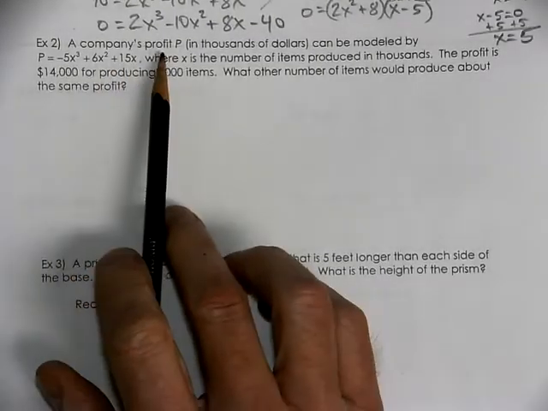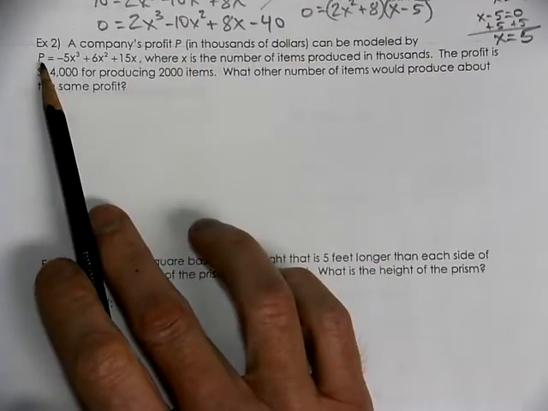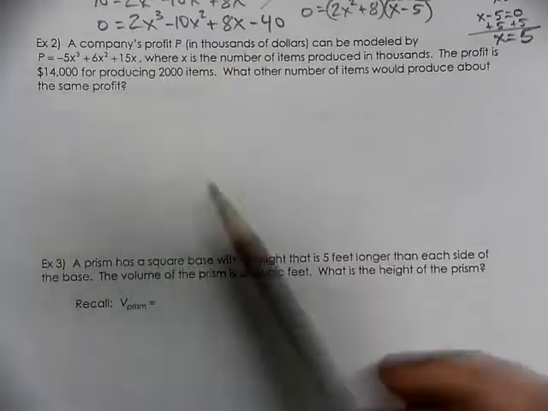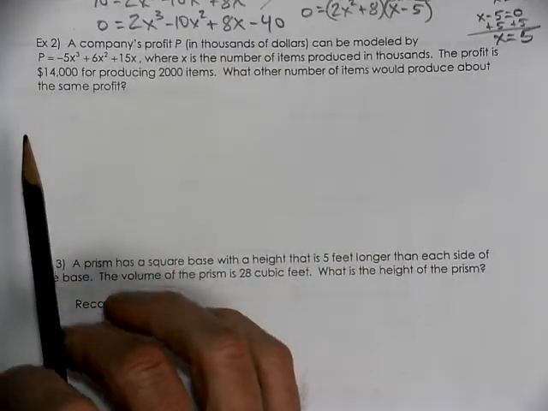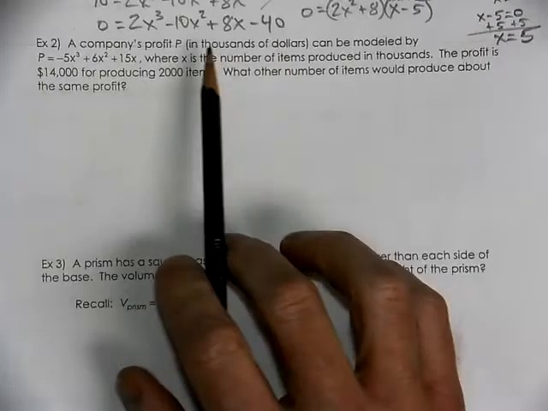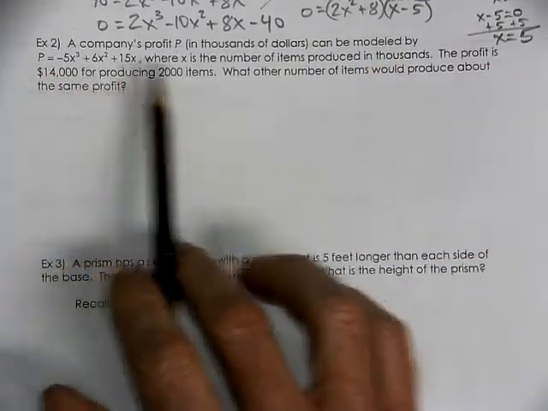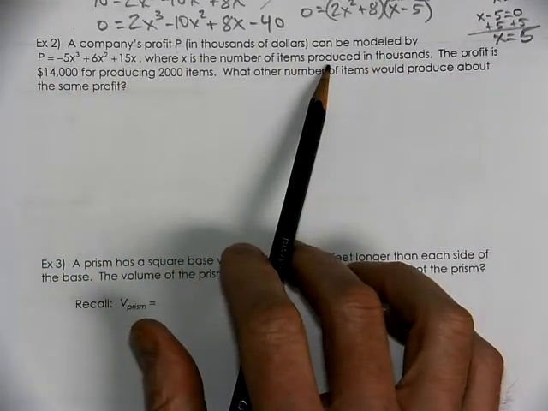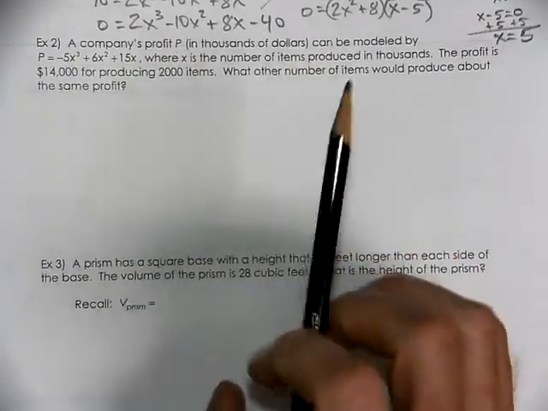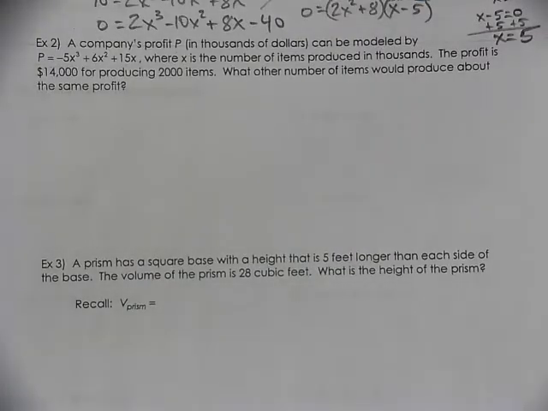We have a company's profit, which is going to stand for the variable p, and that p value is going to be multiplied by 1,000 because it's in thousands. So if your profit happens to be 28, it's going to be 28,000. The p stands for thousands, and it can be modeled by this equation where x is the number of items that are produced, and that x value is going to be multiplied by 1,000. It's represented in thousands. So if we get an answer of 7, it's going to be 7,000 items.